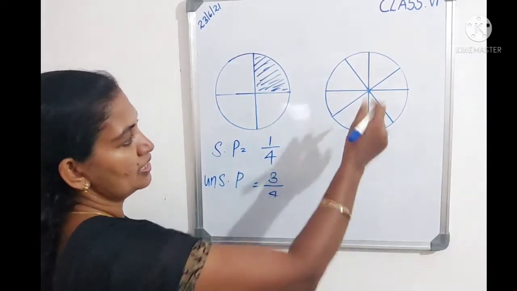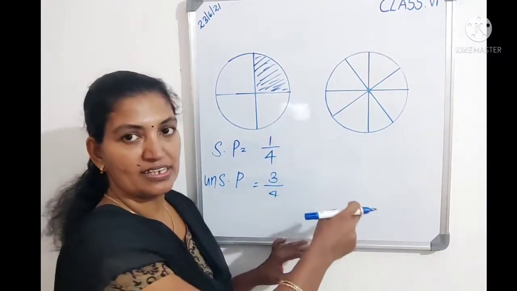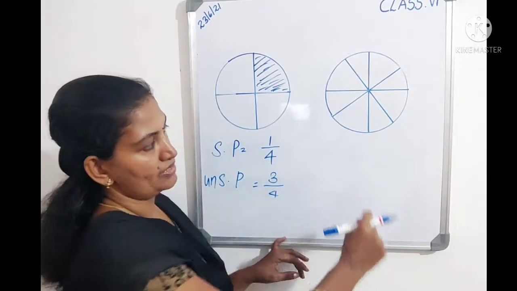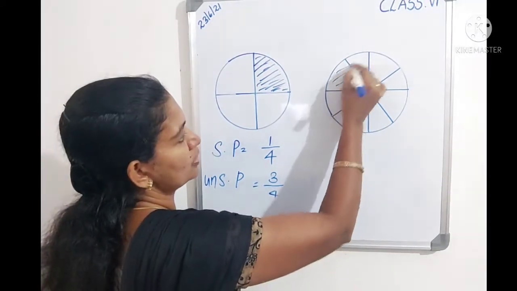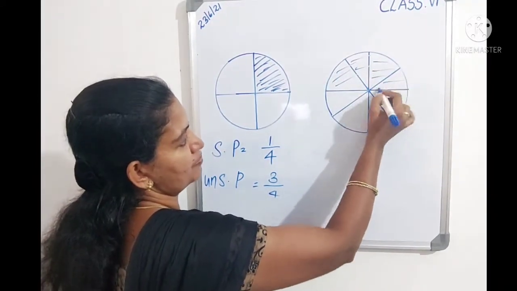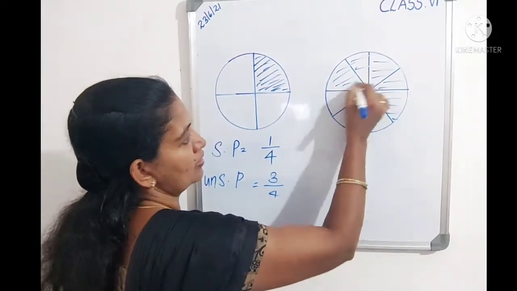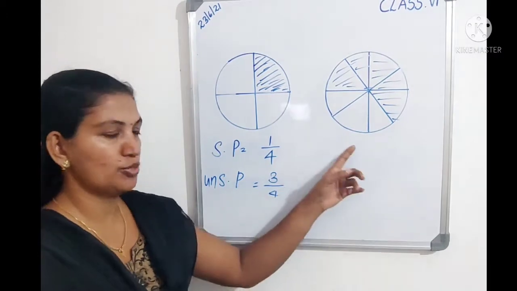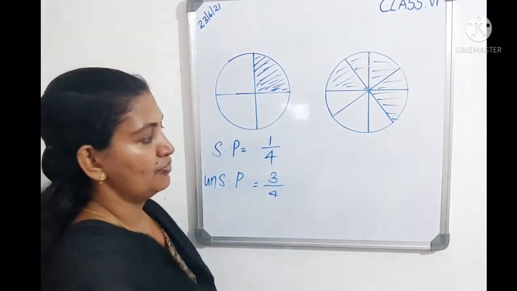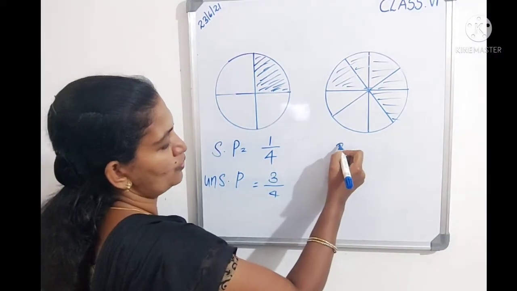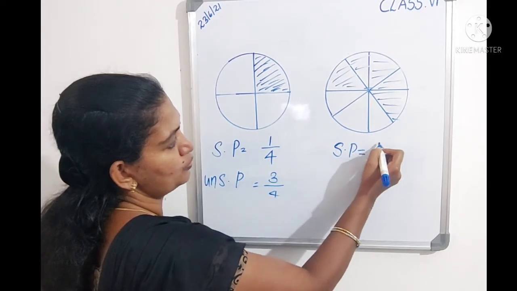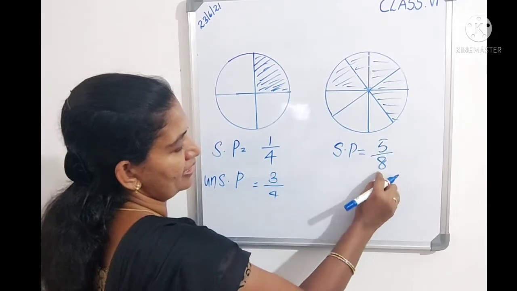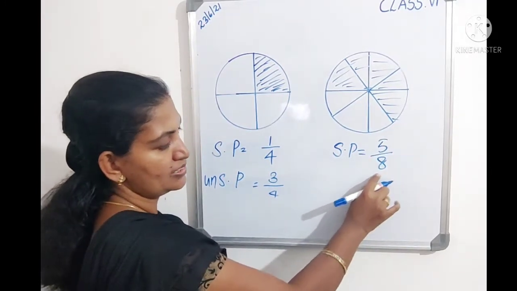Like this. Here you can see a circle and this circle is divided into how many parts? Total 8 equal parts. Now I am going to shade 5 parts. Now 5 parts are shaded. Then what is the fraction of the shaded part? We know that the fraction of shaded part is equal to 5 by 8, because 5 columns are shaded, out of a total of 8. That is 5 by 8.